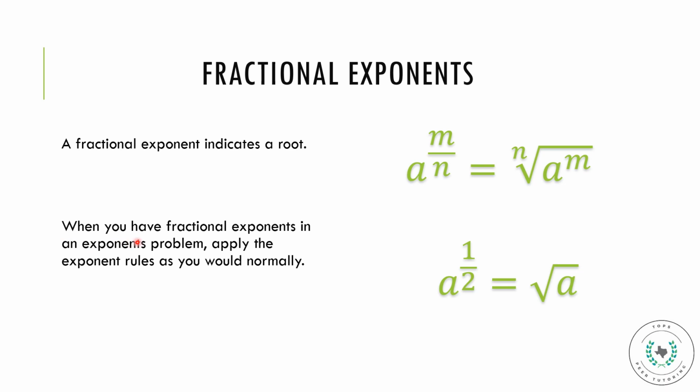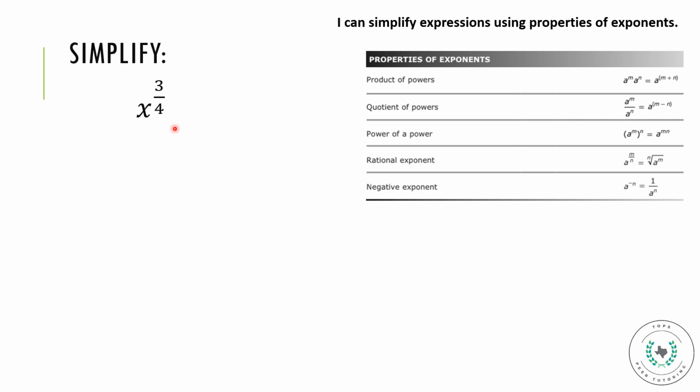So, when you have fractional exponents in an exponents problem, apply the exponent rules as you would normally. Now we're going to have a series of examples to demonstrate that. So, this is our first example. It's just writing a root using this fractional exponent. So simplify x to the power of 3 over 4. If you need to look at an example or at the formula, it's right here on this fourth little line on this formula chart. But remember, top in, bottom out.